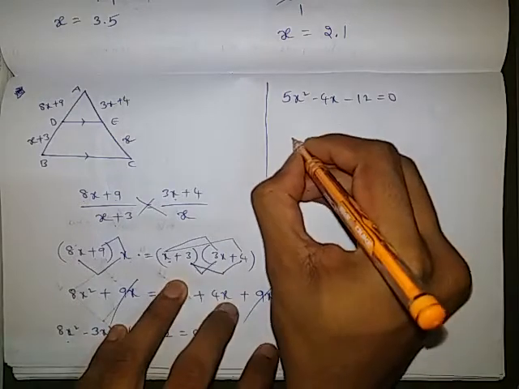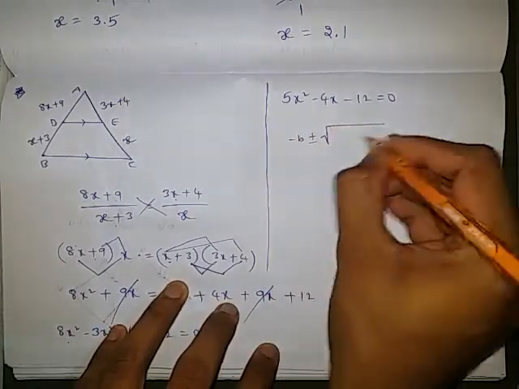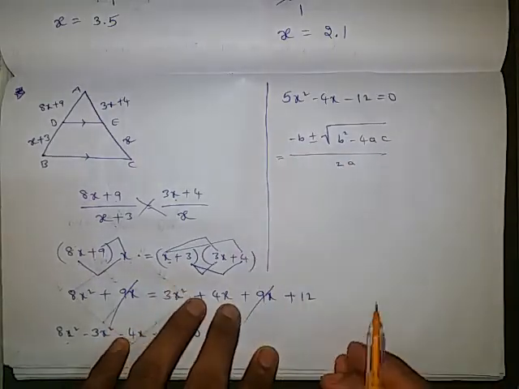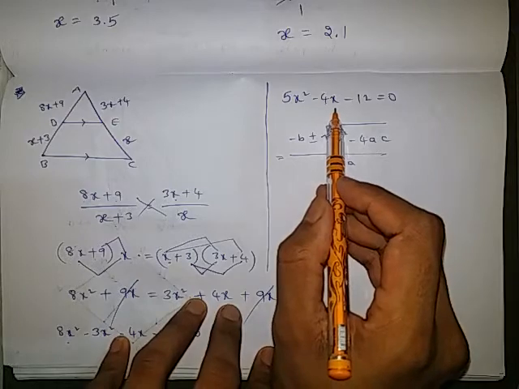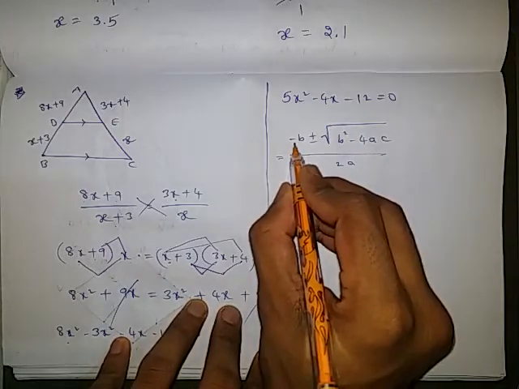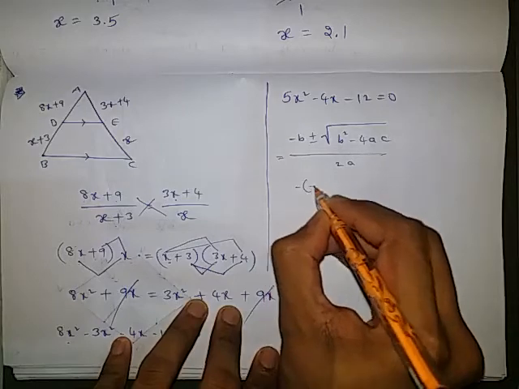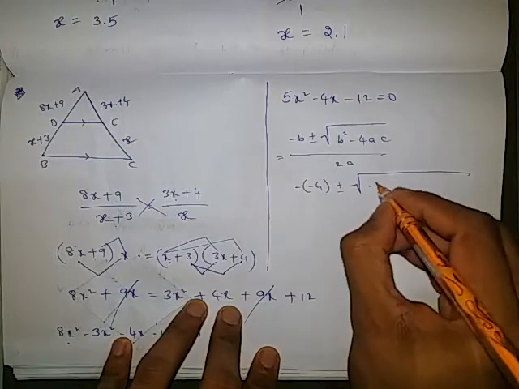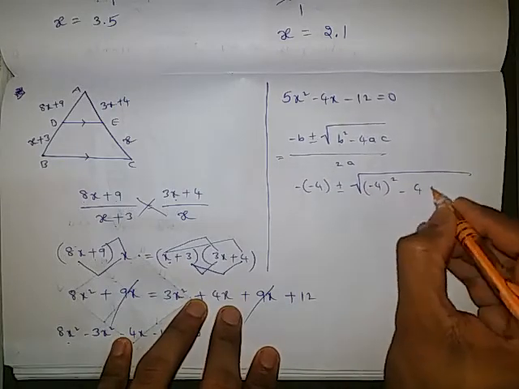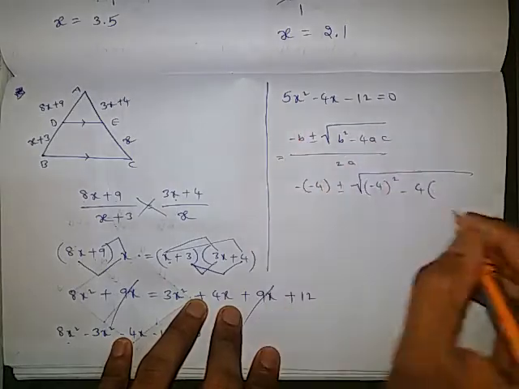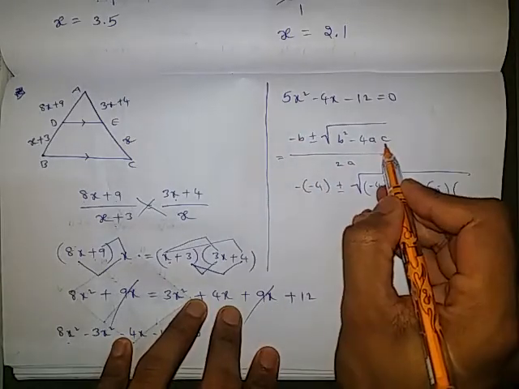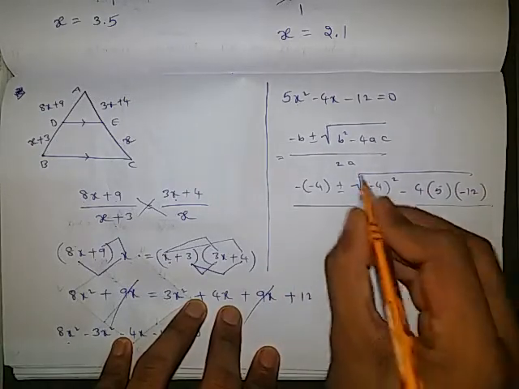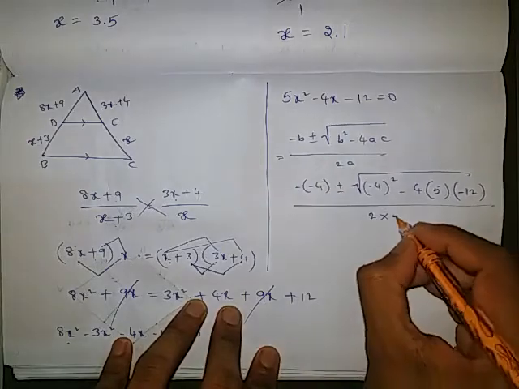So the formula is minus b plus or minus under root b square minus 4ac whole divided by 2a. In this given equation, what is the b value? Minus 4. Already minus is there, so we will get minus of minus 4 plus or minus under root b square. B value is minus 4, so minus 4 square minus 4 into a value, the x square coefficient 5, into c value, the constant minus 12, whole divided by 2 into a value, that is the x square coefficient 5.